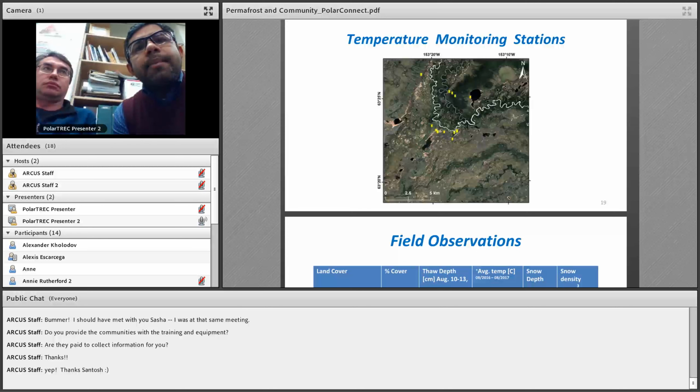So this map that you see right now shows the location of our stations. We have 13 stations that we installed as part of this project. On the top northwest side is the station that's actually a long-term climate monitoring station. And the temperature data that Sasha showed actually is from some of these stations.